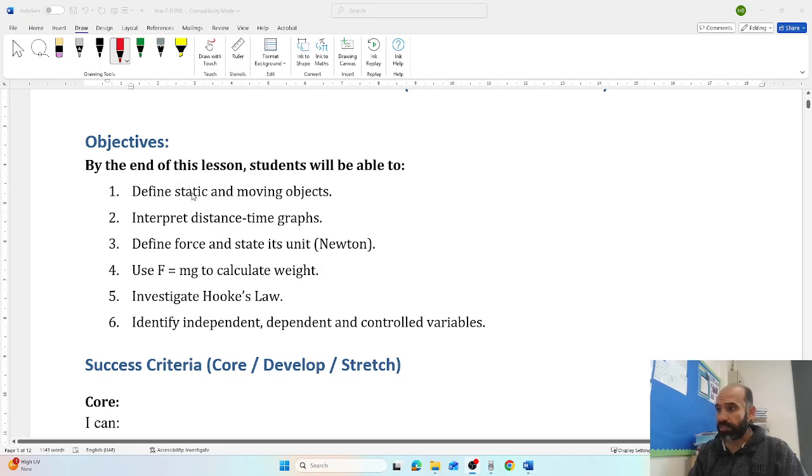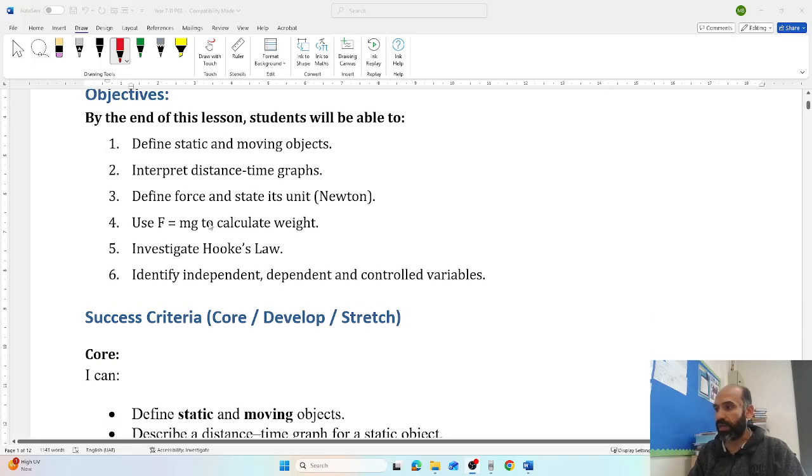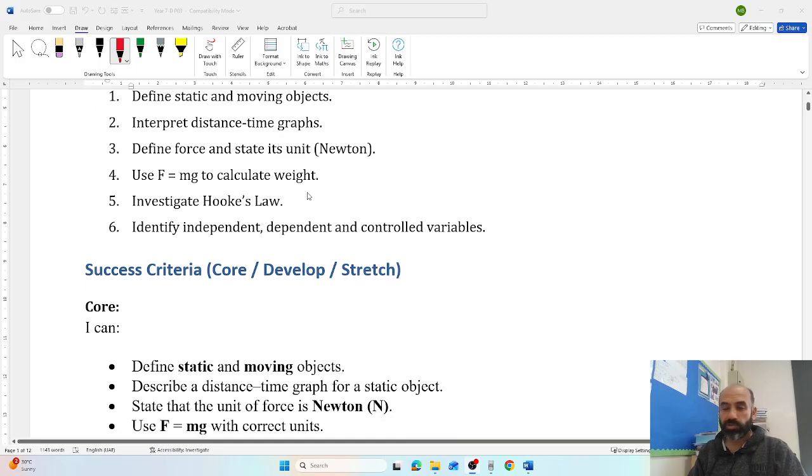By the end of this session, you will be able to define what's meant by static and moving object and how you can differentiate between them, and also how to draw the distance time graph for each. You will be able to define what's meant by force and what the types of forces are, and also you will know that the measuring unit of force is Newton.